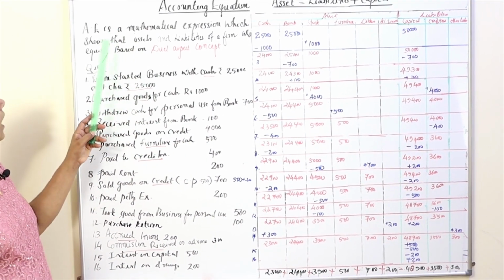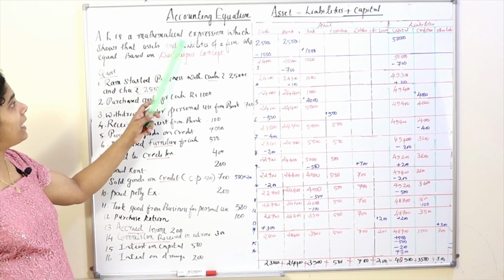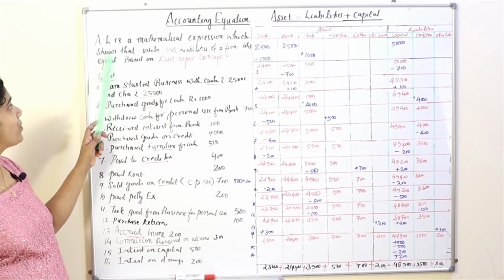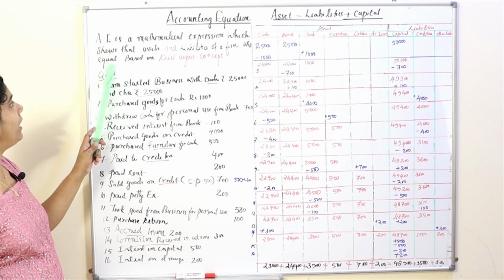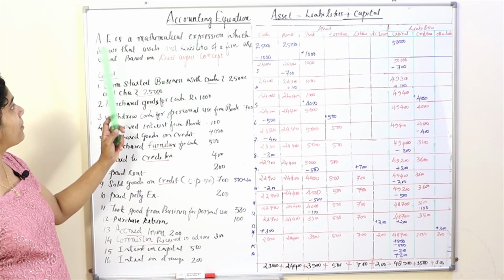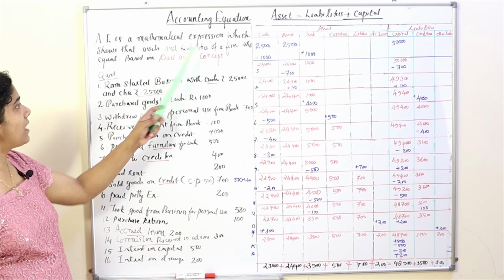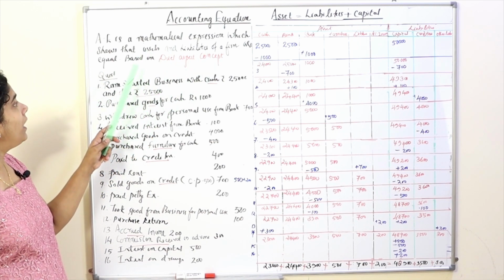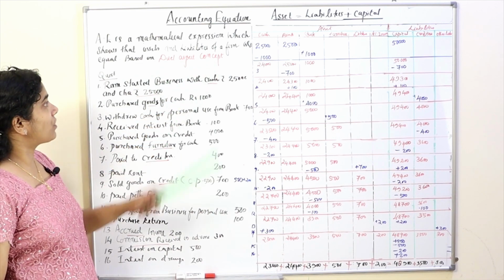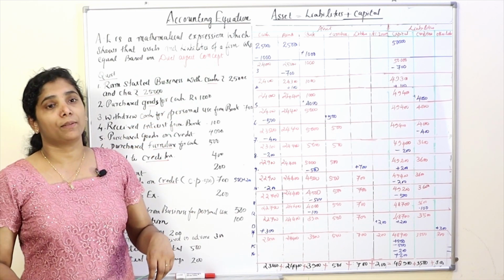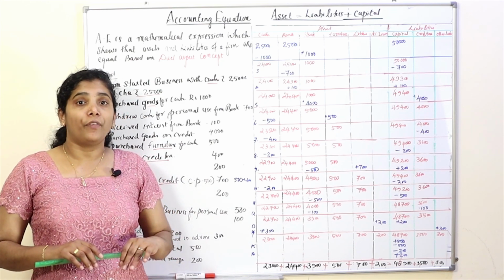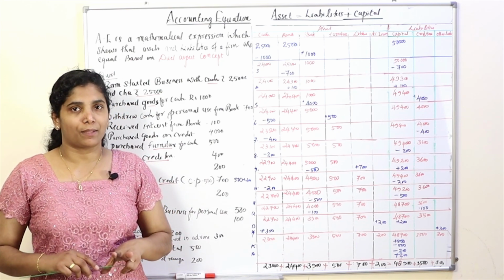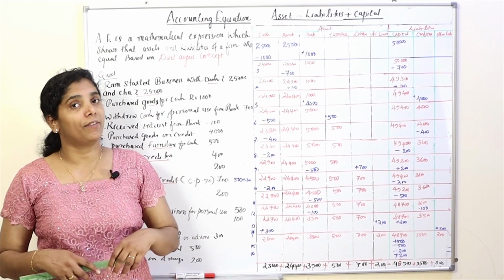The accounting equation is a mathematical expression which shows that the assets and liabilities of a firm are equal. It is based on the dual aspect concept. So, what is the dual aspect concept? The dual aspect concept means every transaction has two aspects, one giving aspect and one receiving aspect.